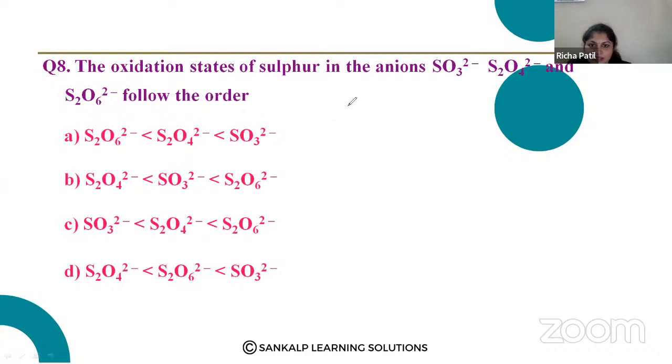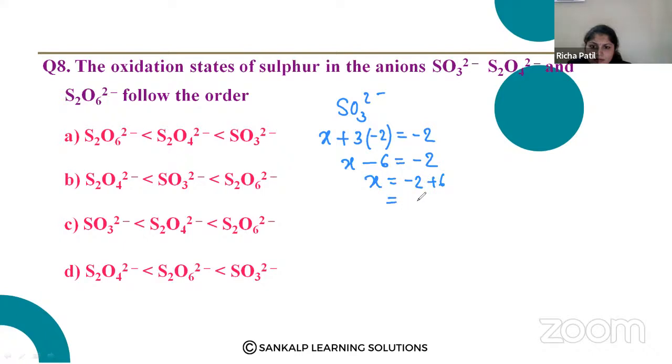Which are the three? First is SO3 2 minus. So the oxidation state of sulfur, x, is unknown. How many oxygens? 3 oxygens into minus 2. The overall charge is minus 2. So it is x plus 3 times minus 2 equals minus 2. So x is equal to 4, right? So this is 4.